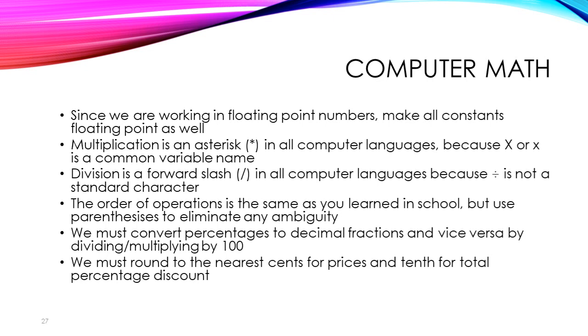Of course, to convert from percentages to decimal fractions and going the other way, you have to multiply and divide by 100, and you'll see that decimal point in the 100 because these are floating point calculations. Also, we're going to have to round to the nearest cents for prices and the nearest tenth for total percentage discount. But there's a special thing in Python that makes that easy.